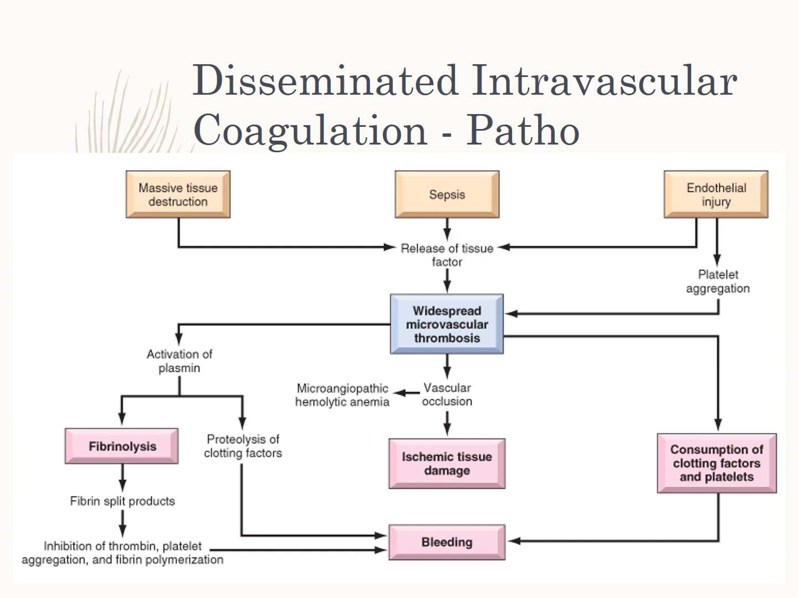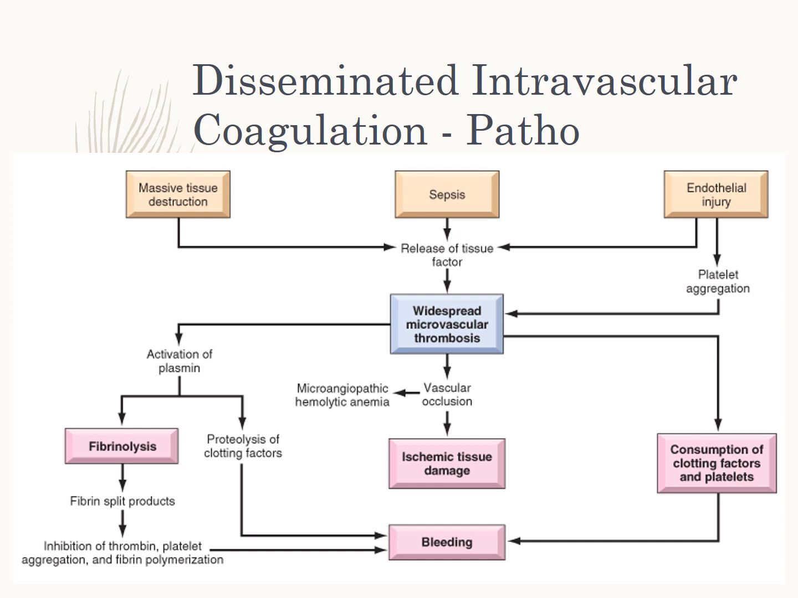So there can be massive tissue destruction or sepsis, some sort of endothelial injury, any of those things, which releases your tissue factor. Right now, you've got all these widespread microvascular thrombosis happening, which can lead to vascular occlusion, which leads to your ischemic tissue damage. If you have enough tissues that are damaged, you're going to have MODS. At least 2 organ systems with enough damage that their organs start failing. Now you've got MODS.